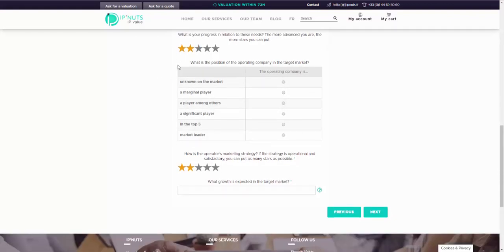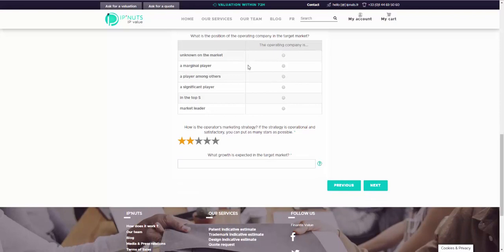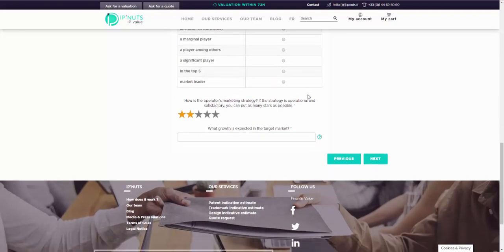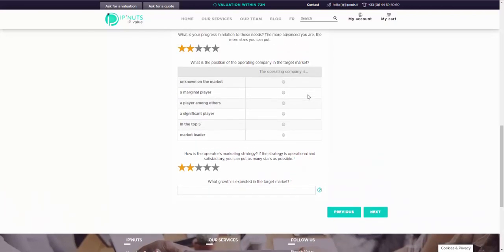Okay. Then, what is the position of the operating company in the target market? It could be one company or several companies if you are several operating companies. So you have here to select what is its position or their position on the market. Is it, or are they a significant player, a marginal player, and so on. So you can select here so that we can understand how you are positioned in your market.